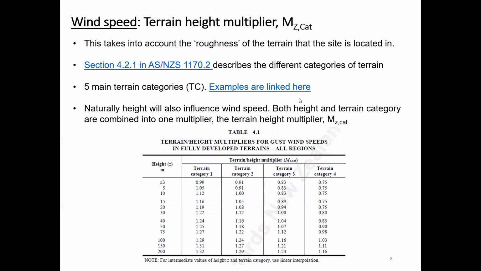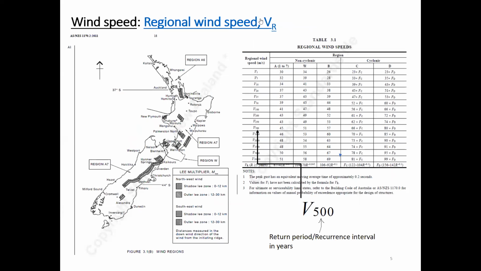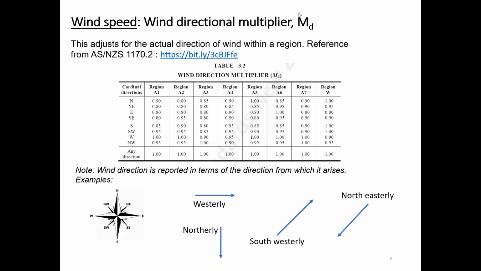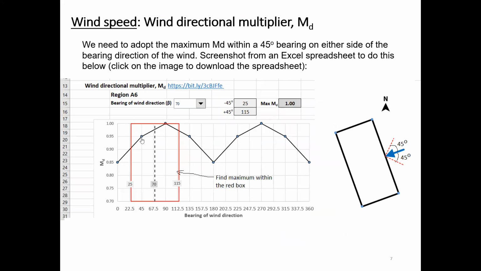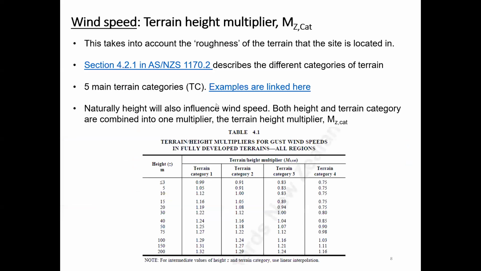Okay, so we're going to do an exercise soon. We've got velocity based on region, just to recap, and return period. We've got the MD value, and we're going to use the largest one within 45 degrees of the actual wind direction. Now let's have a look at the terrain category, the terrain height multiplier. This takes into account the roughness of the terrain that the site is situated on. Obviously, you can imagine if something's more flat, you're going to have higher wind speeds than if something's rough. Now let's have a look at how these terrain categories are described.